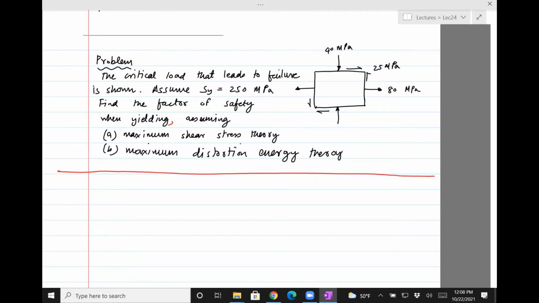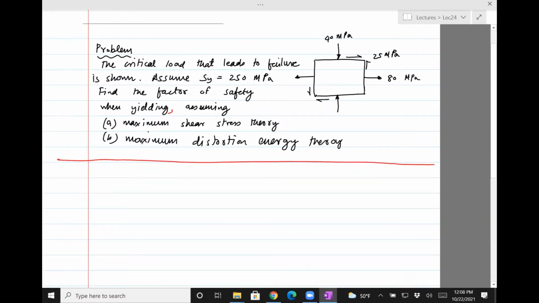Okay. Now, with this information in mind, the question is, can we find the factor of safety using these theories? Okay, so it's sort of application of the maximum shear stress and distortion energy to a particular stress or loading condition. This must be a 40 or 90 on the top. It's 40.